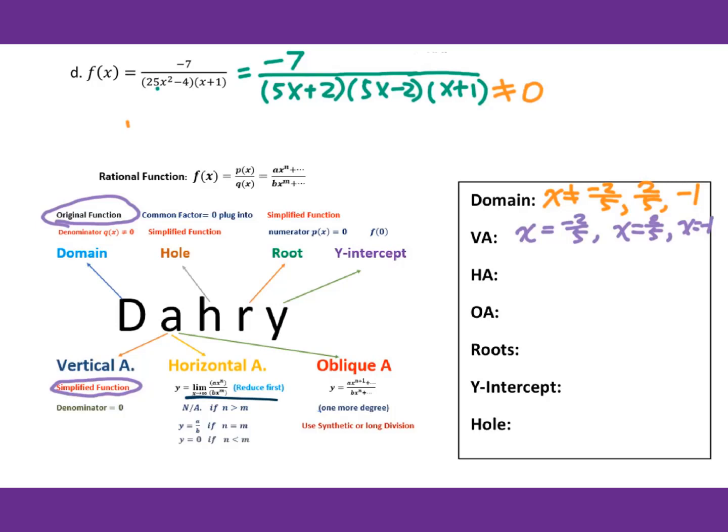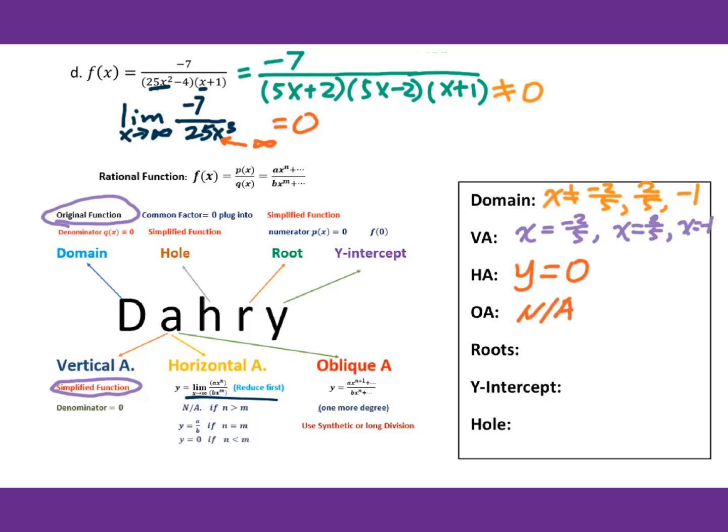So the limit as x approaches infinity of the leading term, numerator negative 7. Look at the denominator. I have 25x squared times x, so we get 25x to the third power. You plug infinity into this x, you will get 0. So the horizontal asymptote line is y equals 0.